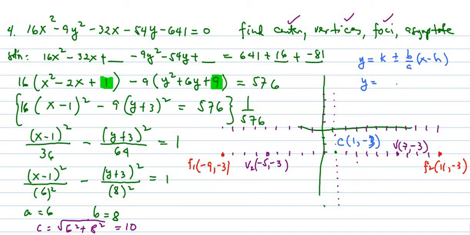So (h, k): our k is negative 3, and then plus or minus our b, which is 8, over 6, times (x minus h), our h is 1. So I will transfer negative 3 to the other side. That becomes y plus 3 equals plus or minus 8 over 6, reduced to lowest terms, 4 over 3, times (x minus 1). This is now the equation of our asymptote.